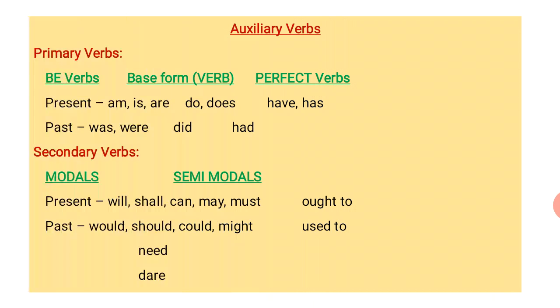Have, has, had. Those are perfect verbs. These are used in sentences of perfect tense. Examples: She has gone. That's the present perfect tense. I had bought a camera. Past perfect tense.